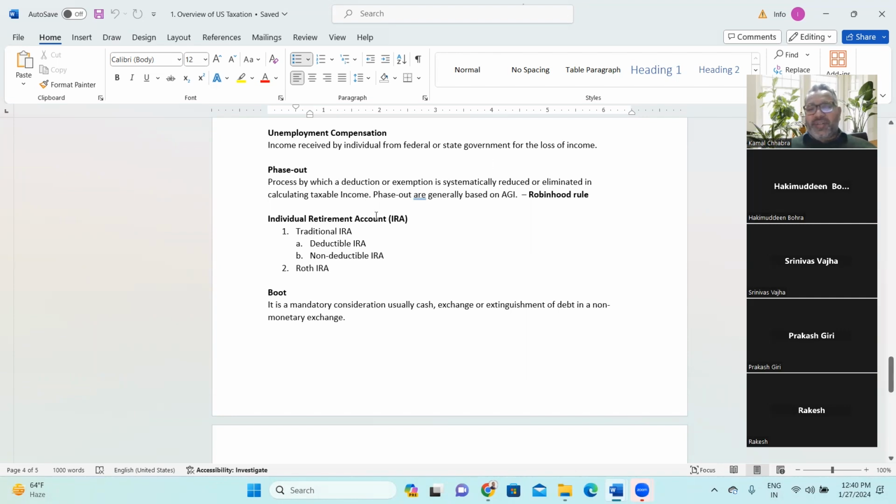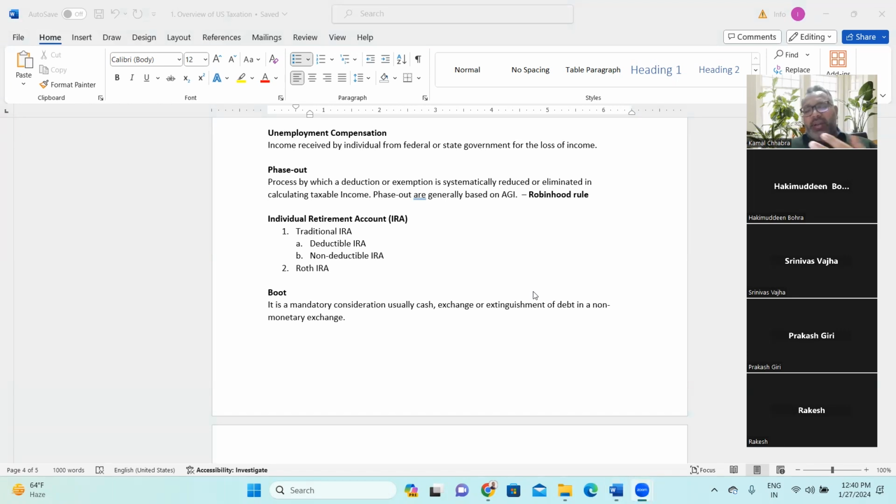Next is boot. Any idea? Anything you can imagine out of boot? First time when I heard this term, I thought it's shoes, right? But it's not. It is the cash you receive in a barter transaction. That is called boot. It means when you are bartering, when you are making a non-cash transaction, but there is some amount of cash involved, that limited amount of cash is called boot, right?